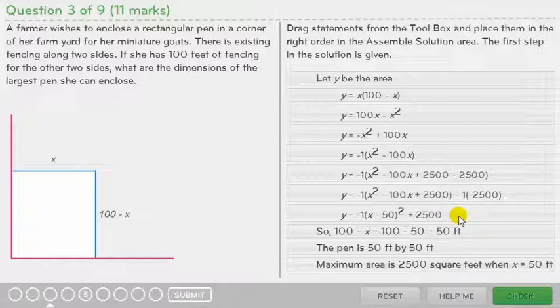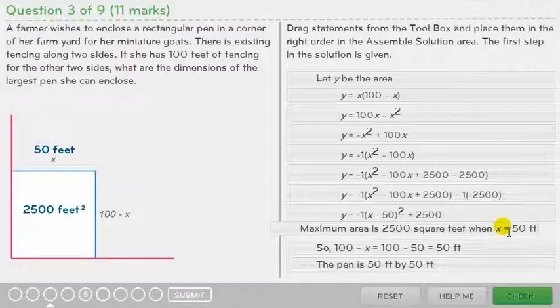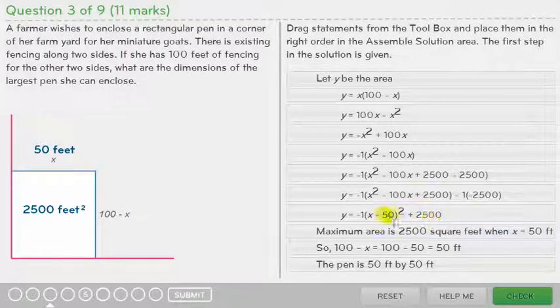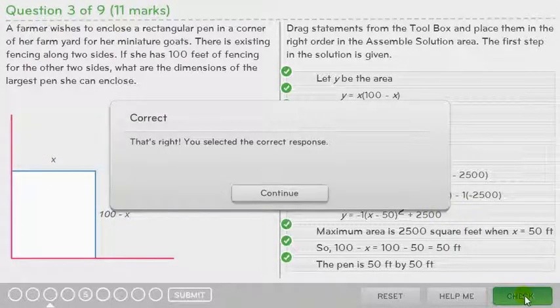From here, we're now able to answer our question. We know that we have a maximum area that she can enclose of 2500 feet, and that occurs when x is equal to 50. So we can drag that tile into place. And because we know that the dimension for x is 50, we can then substitute it into our other function, 100 minus x, or 100 minus 50, to determine that the other dimension indeed is also 50 feet. So the pen is 50 feet by 50 feet with a maximum area of 2500 feet. Finally, let's check our solution, and we are correct.